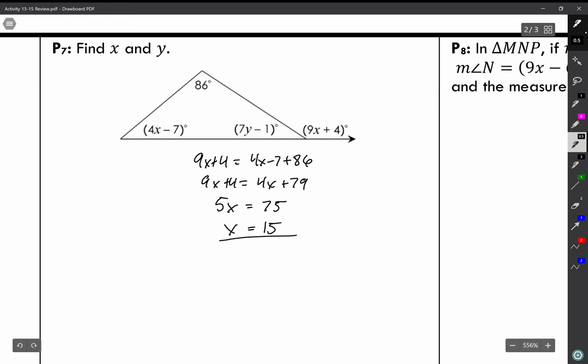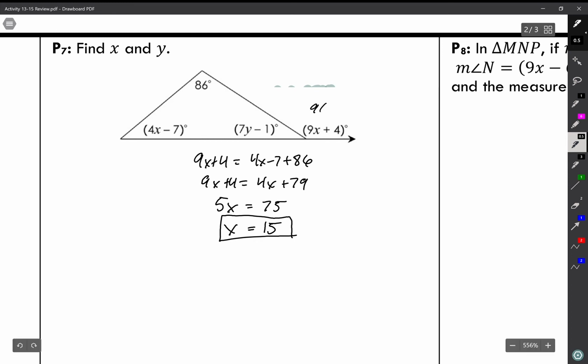So I found x. Now, two different ways to find y. The way I'm going to do it is I'm going to show that the interior angle right here is 7y minus 1, and then my exterior angle, we know they're a linear pair. So that means they add up to 180. Okay, so what I'm going to do, let's plug in for x in the exterior angle, and that'll give us a number, and then we can set up an equation for y.